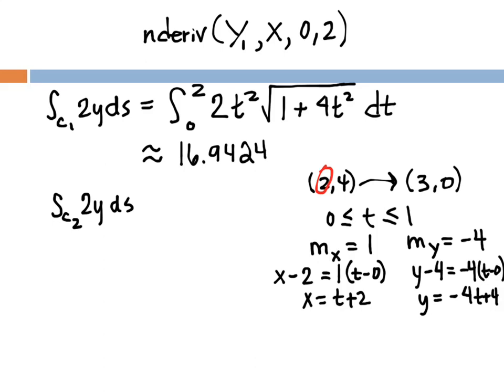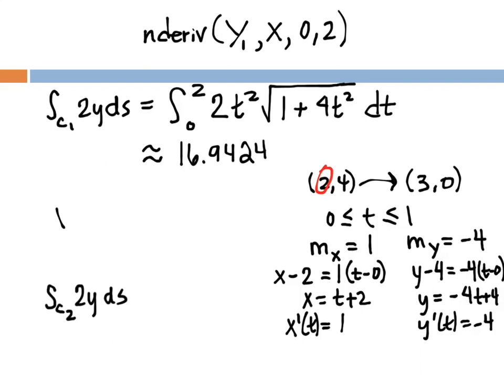So these are my parametric equations. Let's do the derivatives of them, because we've got a little space here to do that. What's the derivative, x prime of t? 1. And y prime of t? -4. It's just the slopes that I found earlier, right? All right, so we'll do this one here in just a second. We'll move it down. Let's do the square root value.